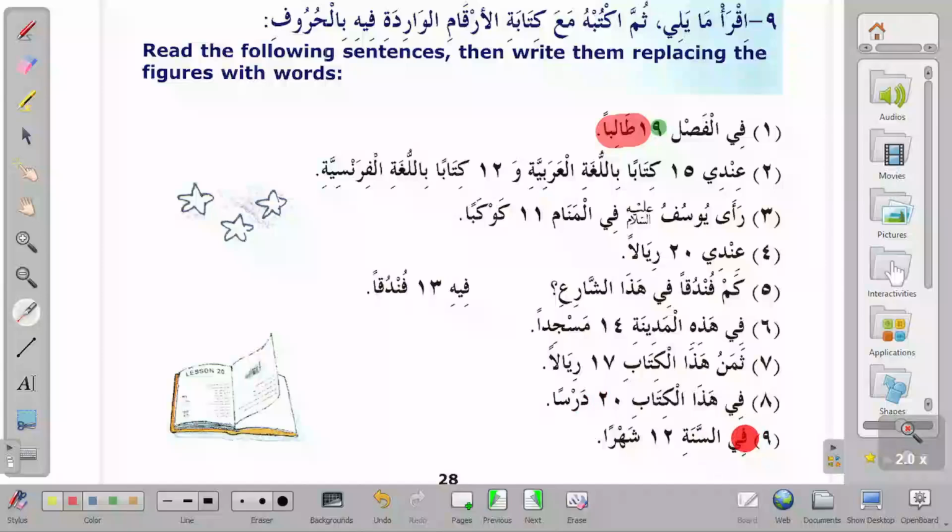There are 20 lessons. Fi sanati, okay, in a year, there are 12 shahran. Shahrun is what? The month. So fi sanati, in a year, or in the year. You see that before? In the year. There are ithna ashara shahran. Ithna ashara shahran. There are 12 months in a year.